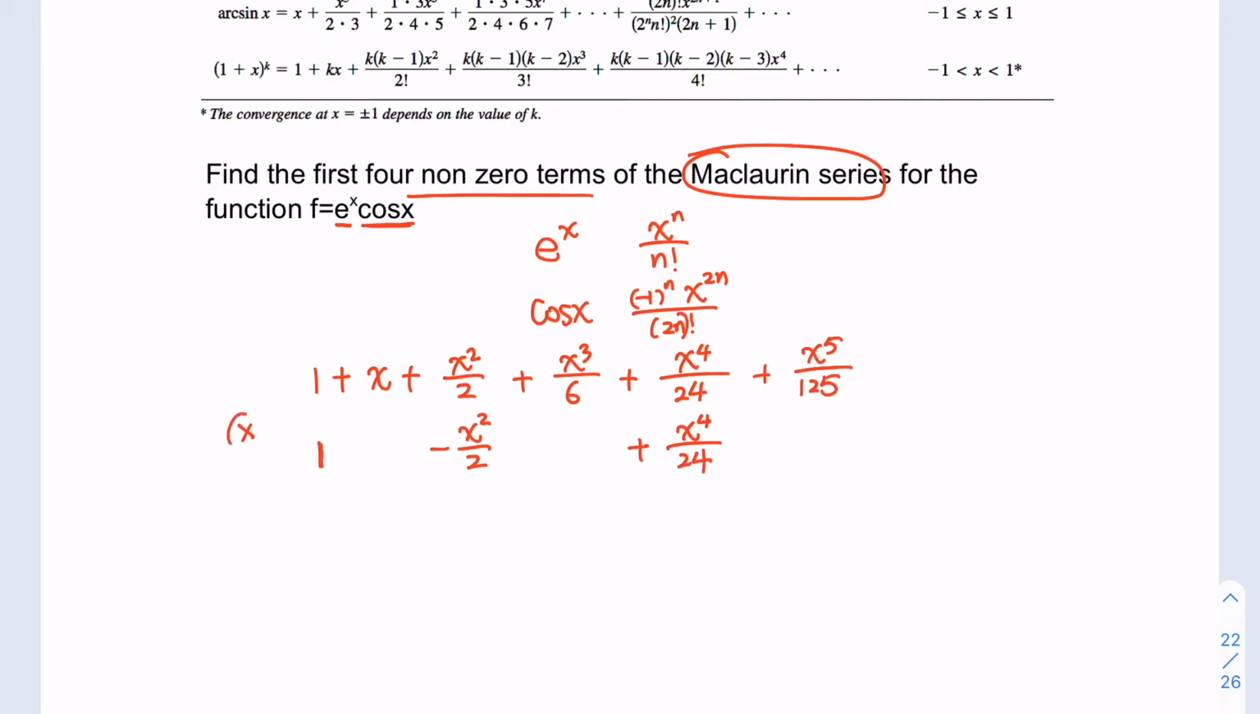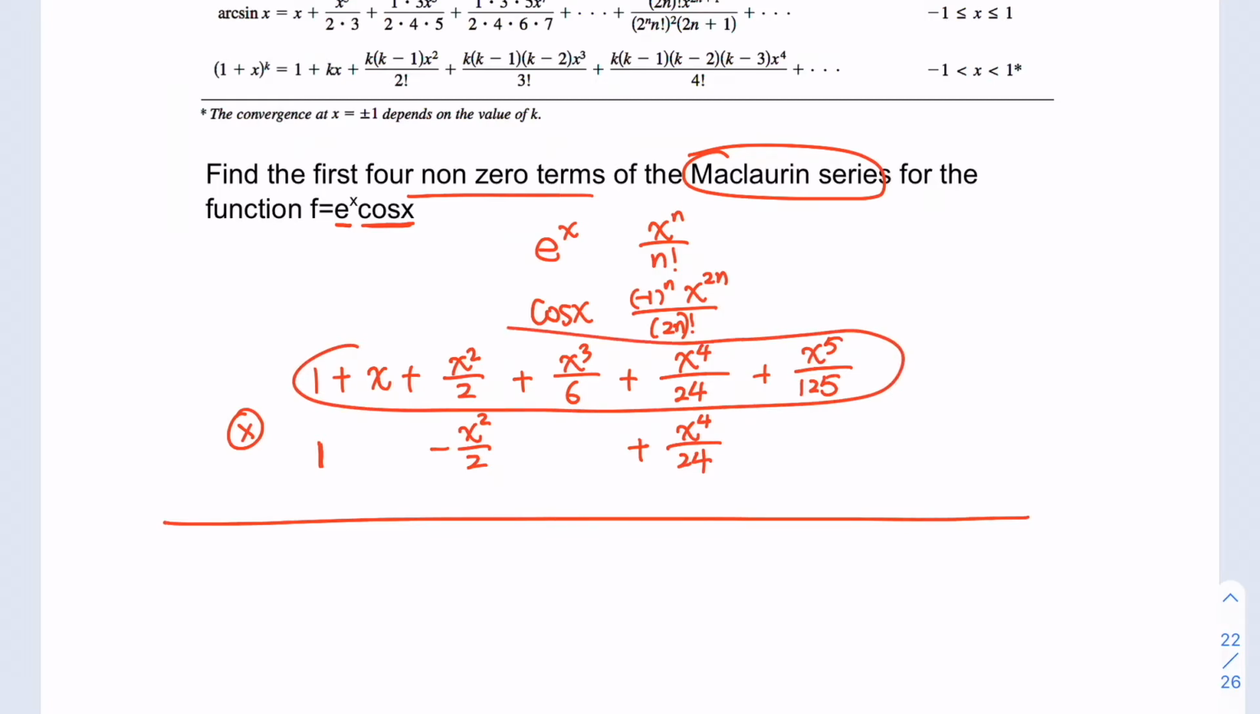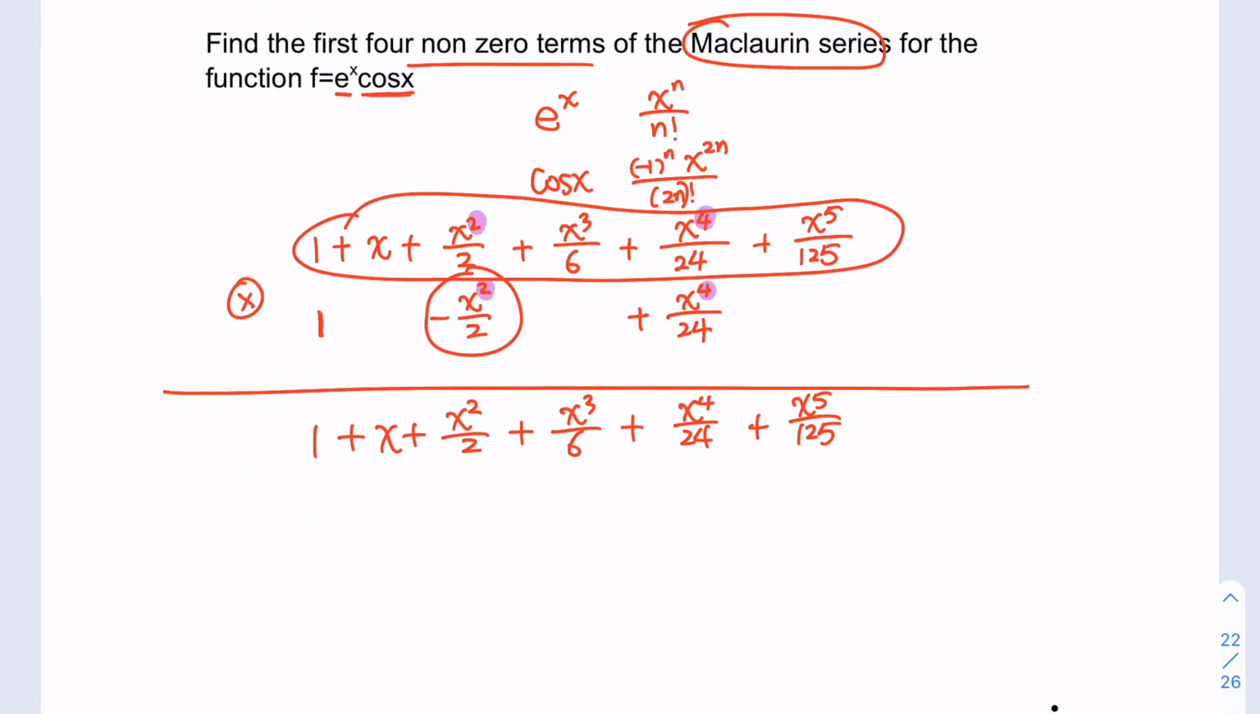How do we multiply them? We just multiply the whole expression by each term. Make sure you align all the same powers together. So first we multiply the whole thing by 1. Just copy everything down. Next, we're going to multiply everything by negative x squared. So we align the terms, so it's negative x squared over 2 plus minus.